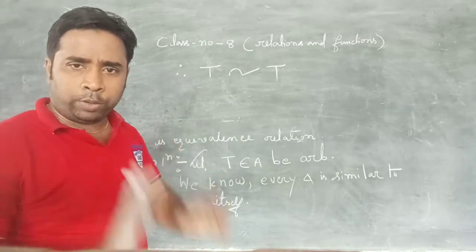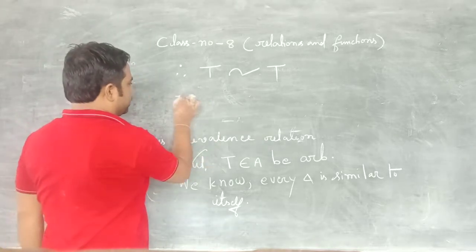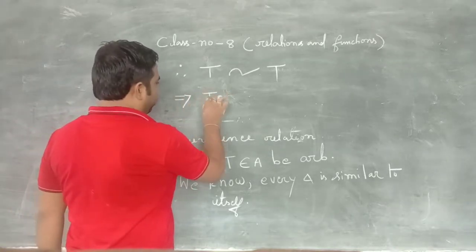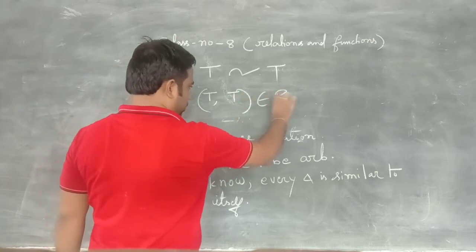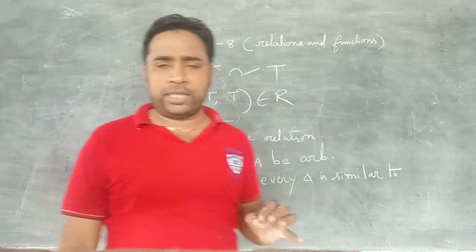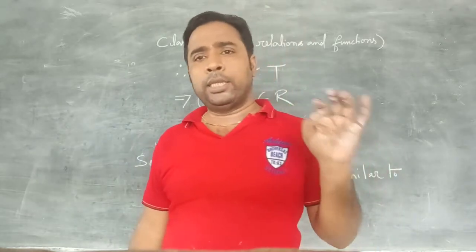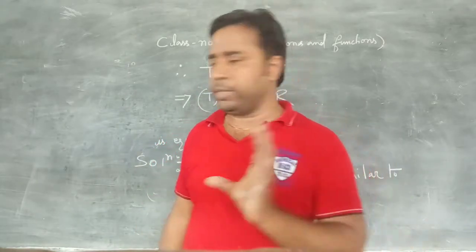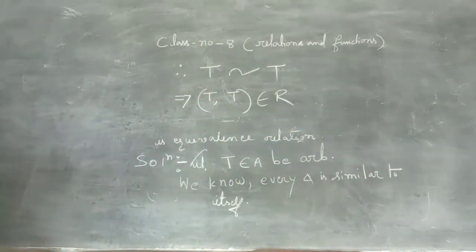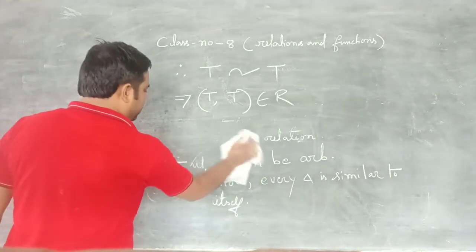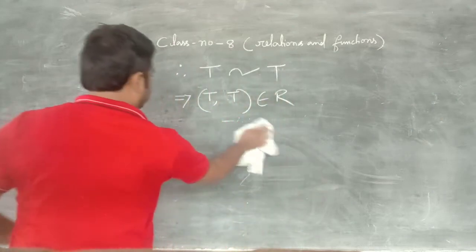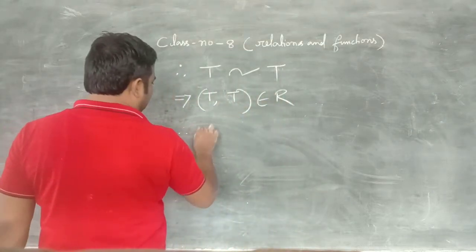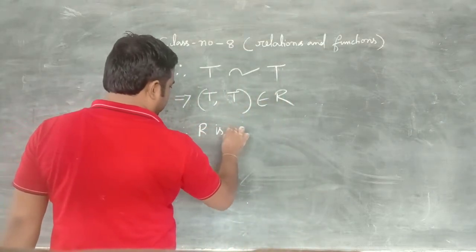Why? Because this is according to the question. So this can be written as (T, T) belongs to R. So we consider the element from the set. Now what we have proved, that the pair belongs to R. That means it is a reflexive relation. So R is reflexive.